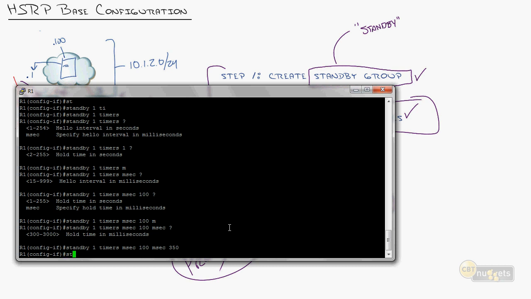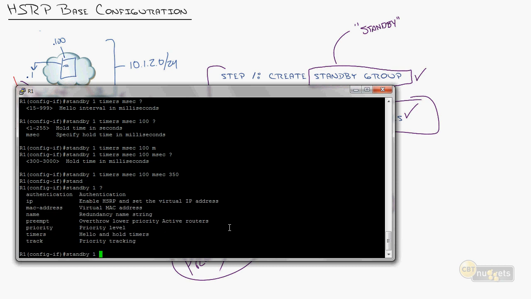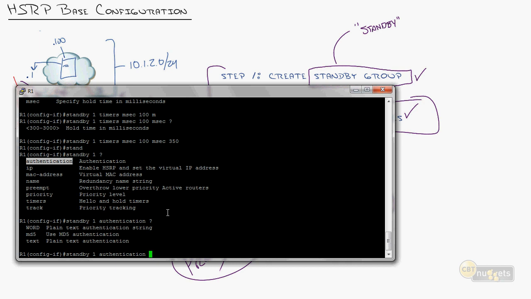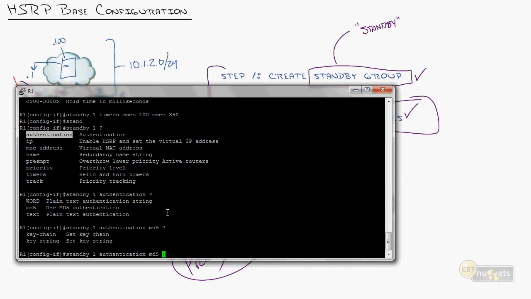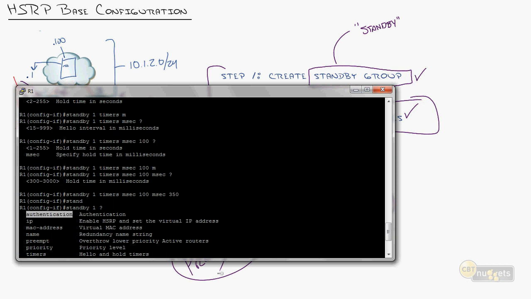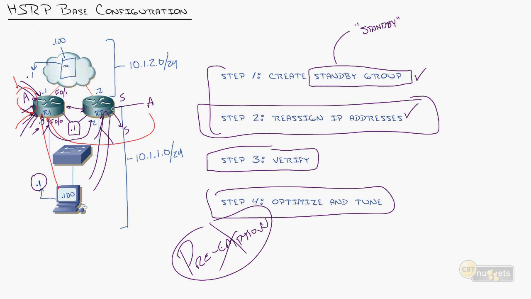All right, let's see. Do we have anything else here? Standby one. Authentication and track. Two big ones. Authentication is, I would say, highly recommended. And it's also highly recommended that you use MD5 so that you're not just sending a clear text password out there. But authentication allows you to protect other routers from joining this group.